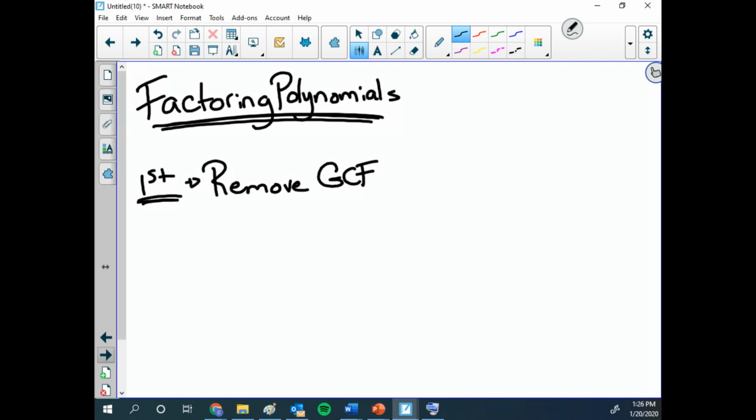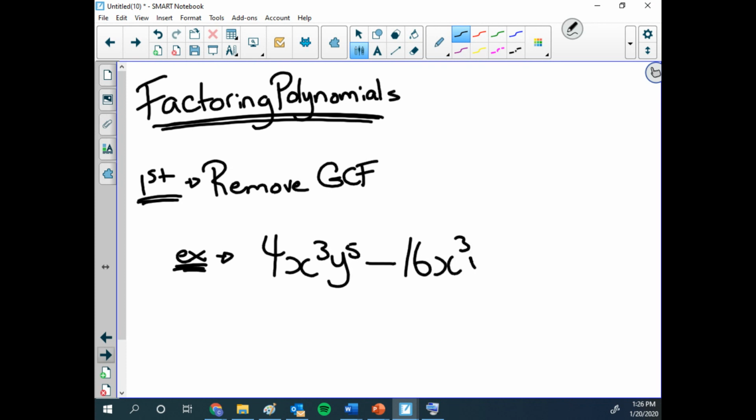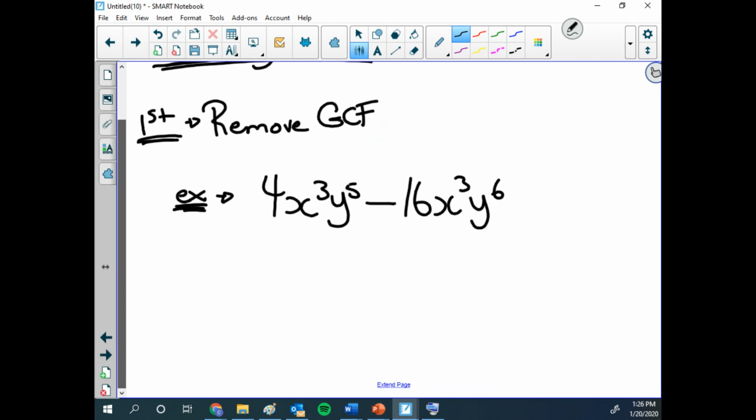And if I look at this example that I want to look at, I have 4x cubed y^5 minus 16x cubed y to the 6th. Now, sometimes the greatest common factor might just be like 2, and that's easy. A little bit more difficult questions where I have something like this. So first of all, let's just start by taking a look at this. And without doing any other work, let's just identify the greatest common factor. And to identify the greatest common factor, easiest thing to do is just break this up.